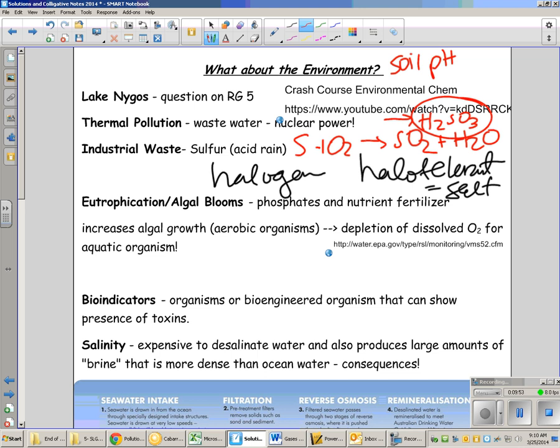Algal blooms, who's ever heard of eutrophication? Or algal blooms? Is that famous? Okay, so do you want to know where the dead zone is? Like the Dead Sea? It's not the Dead Sea, it's the dead zone, where nothing grows. Do you know where it is?